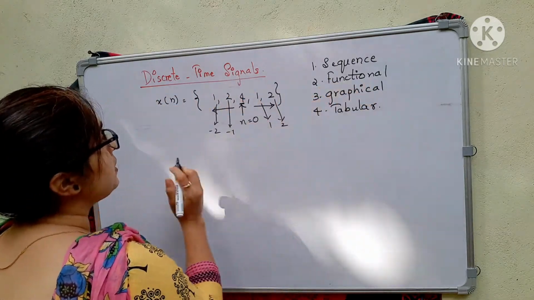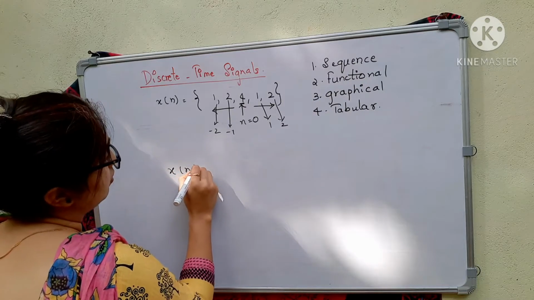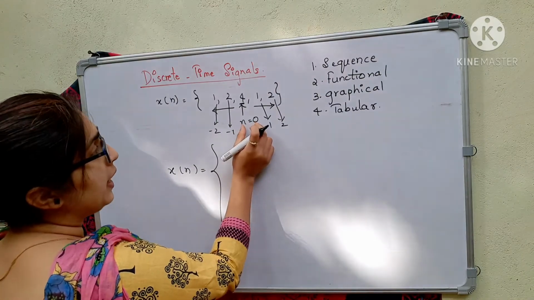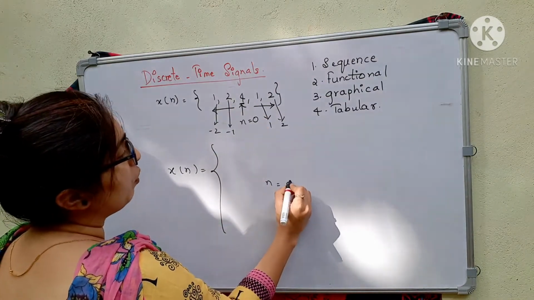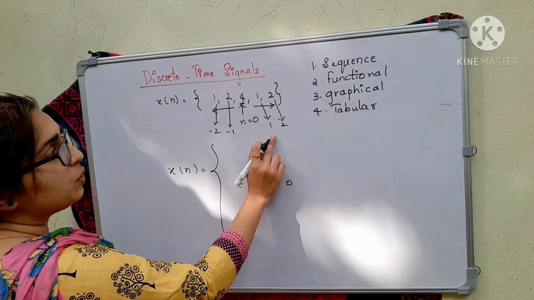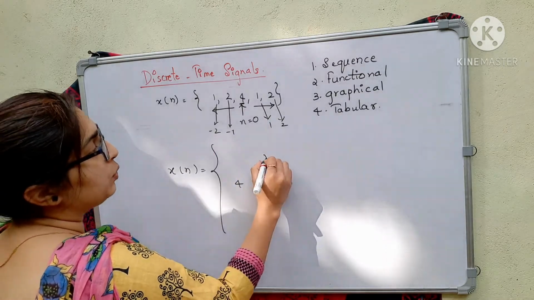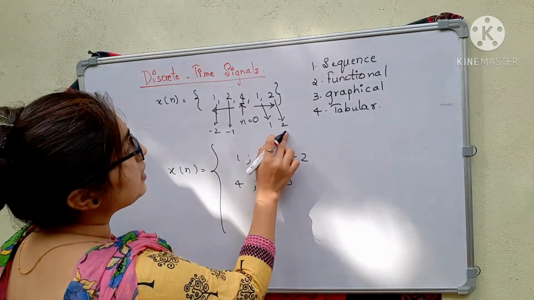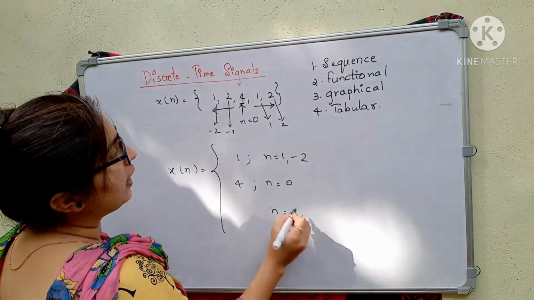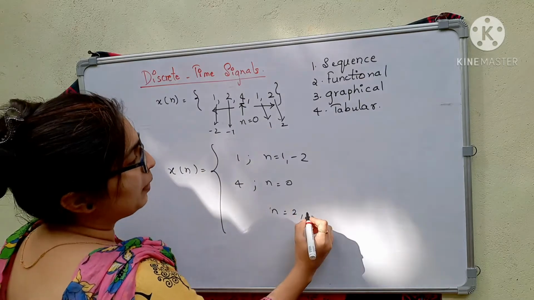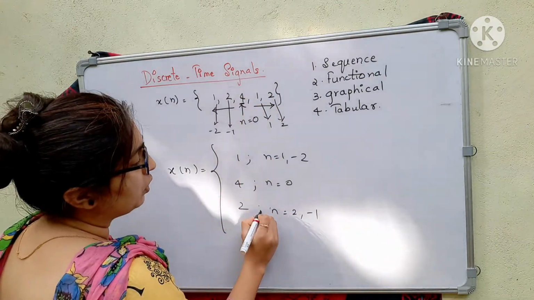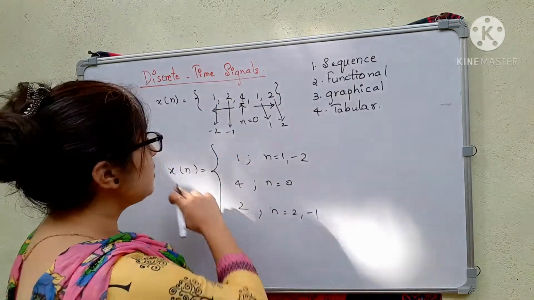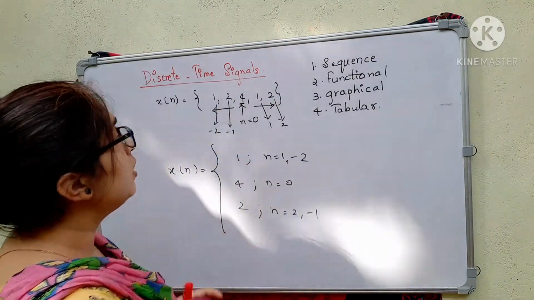Functional representation is like this. At n equal to 0, you have 4. At n equal to 1 and at n equal to minus 2, you have the value 1. At n equal to 2 and at n equal to minus 1, you have the value 2. We can write the sequence like this. This is the functional representation.